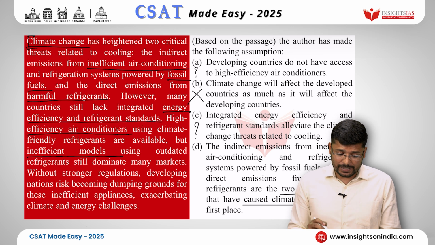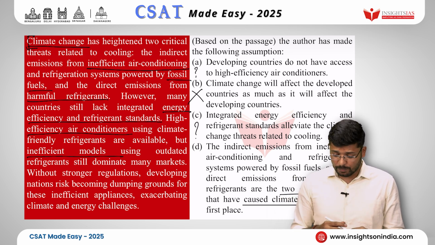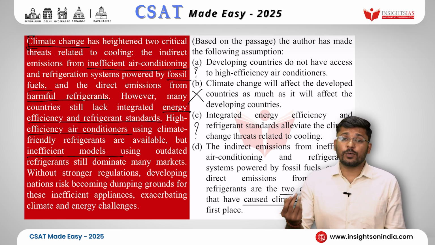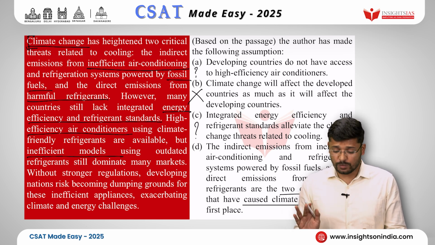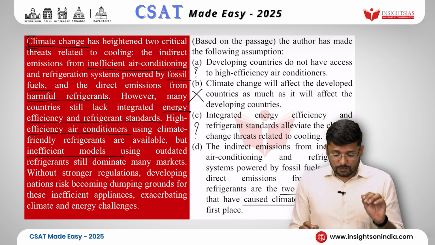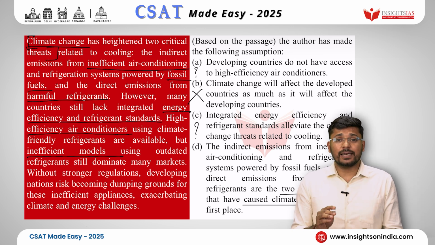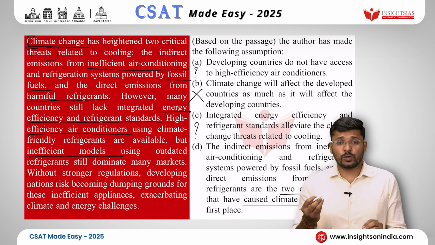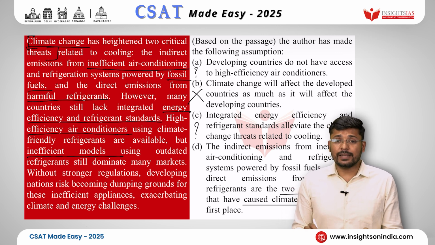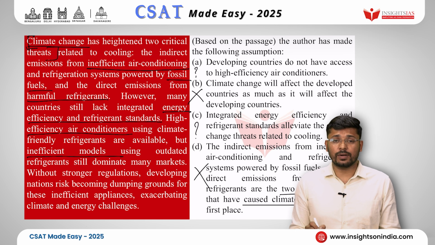The passage is telling us that climate change has given rise to two threats, but this option D is telling us that these two factors are what have caused climate change. No, this is not the case. Why is it not the case? Because look at the first sentence. Climate change has heightened two critical threats. So they are saying that climate change has made two threats worse. But in answer option D, they are telling us these two factors are what caused climate change. No, it is not our assumption.